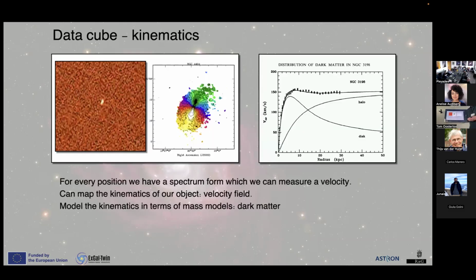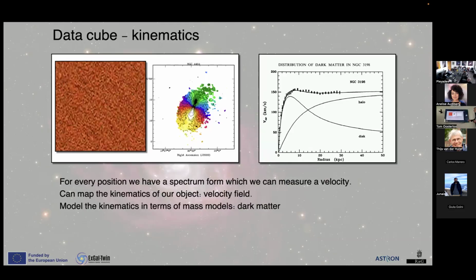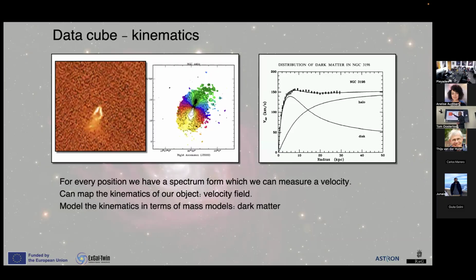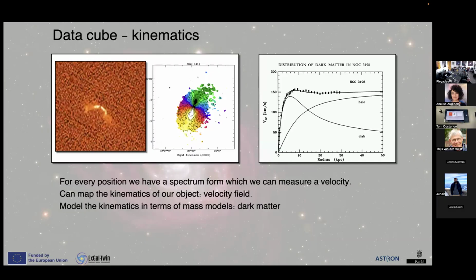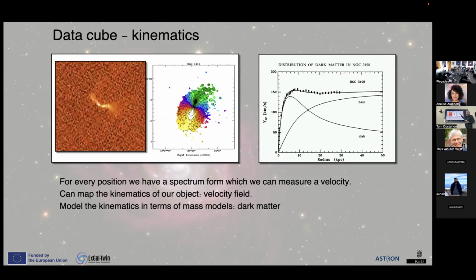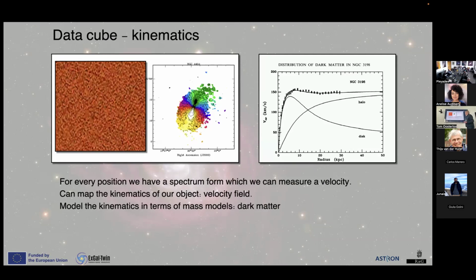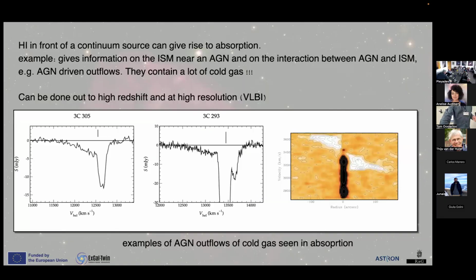And of course, what you do is the kinematics in this data cube. This is a movie of channels of a galaxy in HI, and you can nicely detect how the emission changes in frequency. You can translate that into a velocity field, and you can do your analysis of dark matter, rotation curves, etc. That's a classic example of HI astronomy.